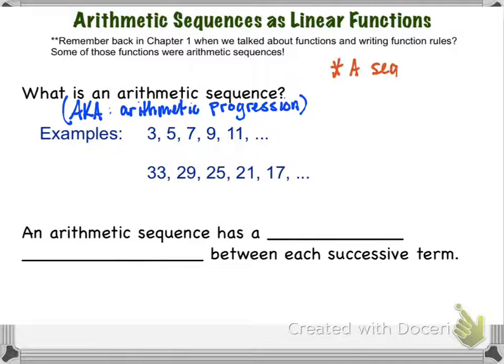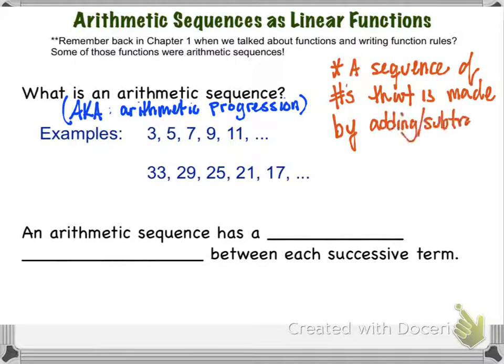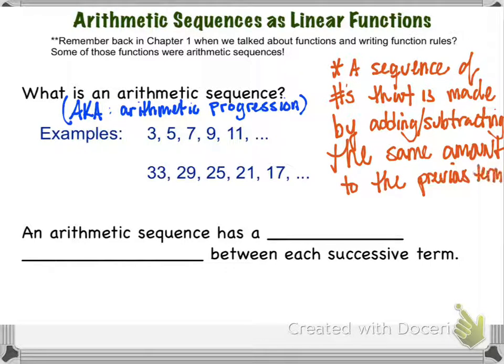An arithmetic sequence is just a sequence of numbers where you add the same thing or subtract the same thing to the previous number to get the next one. So, like in this example, I'm going to add 2 to each number to get the next one. So 3 plus 2 is 5, 5 plus 2 is 7. That generates our sequence. In the next one, we have subtract 3 every time gives you the next number.